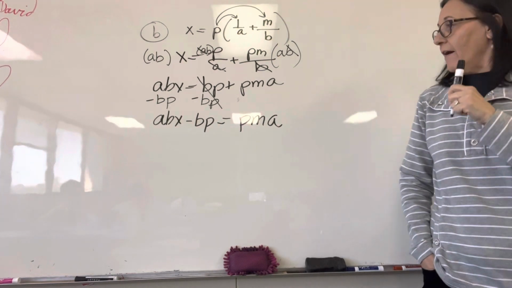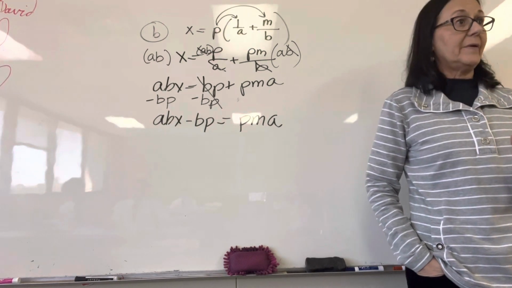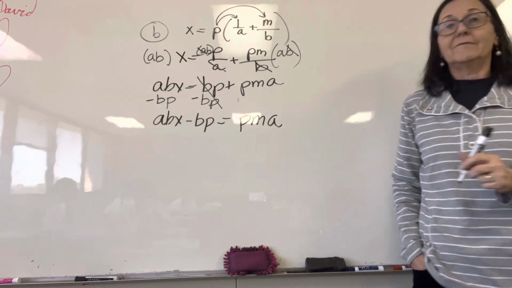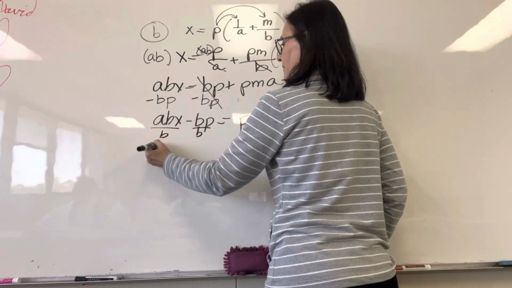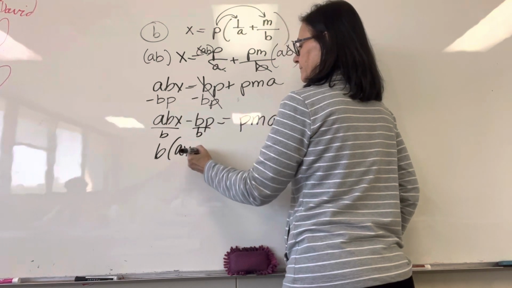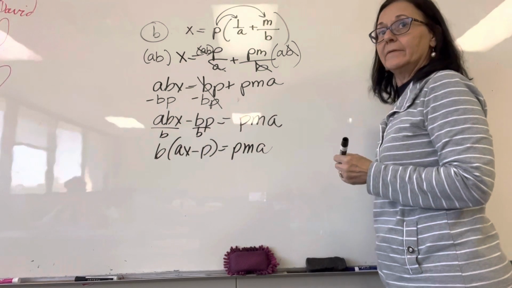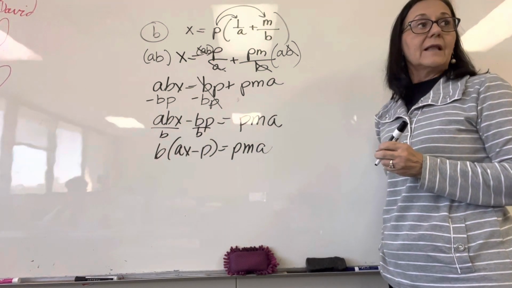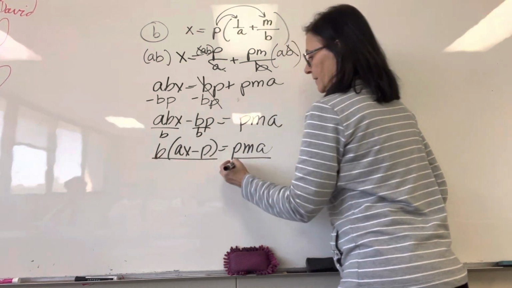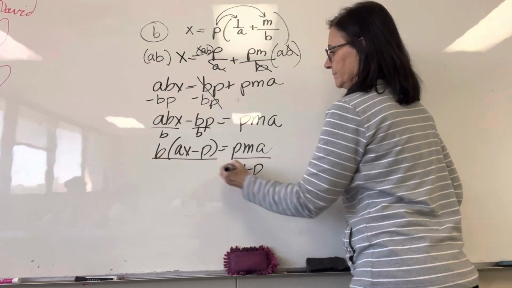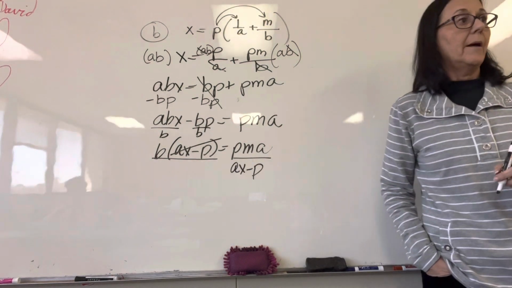Take out the B and factor out the B. When I factor out the B, it's as though I'm dividing by the B. You're going to have to just understand that next year. Then last step. Divide by what's in parentheses. Correct. So B equals PMA over AX minus P.